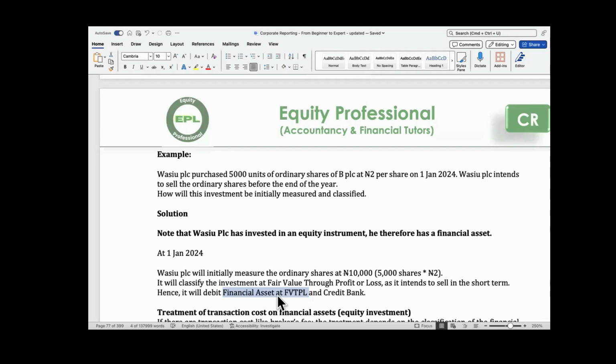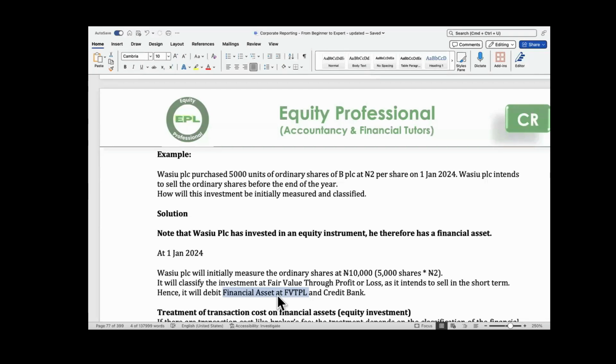It will depend on the intention for buying the shares. So if the shares will be bought to be sold in the short term, then it will be fair value through P&L. But if the shares will be bought for long-term investments, then fair value through OCI. Okay, but now they didn't tell you. You were not told. So in the exam, that's the beauty of exam, they will tell you. Exam would indicate.